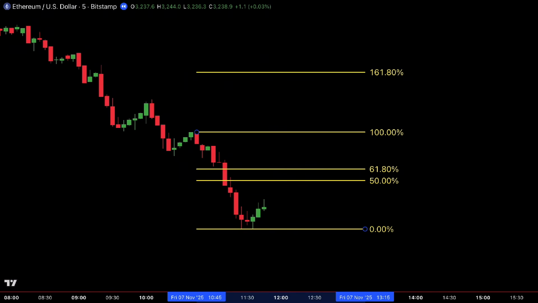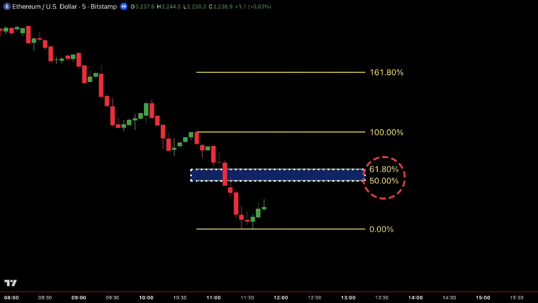Most traders ask, which level will hold? But that's the wrong question. In a downtrend, 50% and 61.8% together form one area, the premium zone. This is where institutions want to sell because this is where price becomes expensive again. So instead of picking one level, you draw a zone from 50% to 61.8%. This premium zone is your selling area, but only after one more key signal.